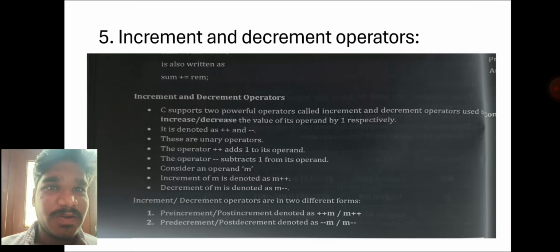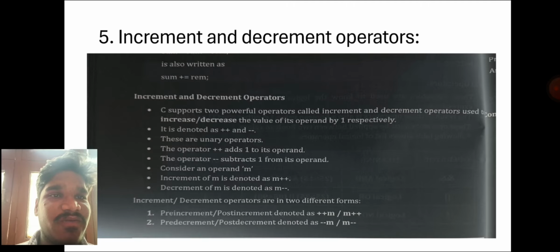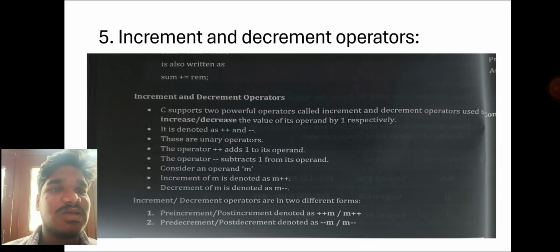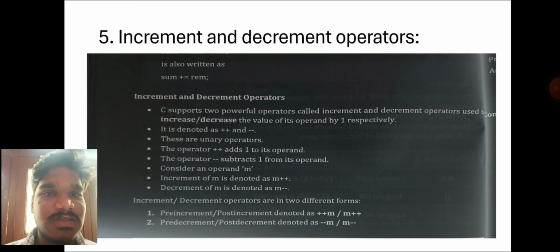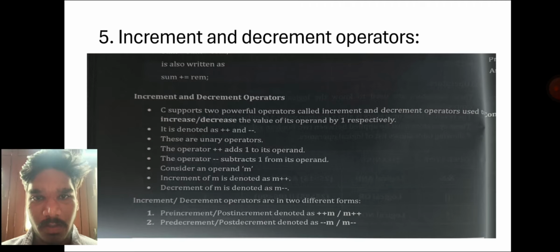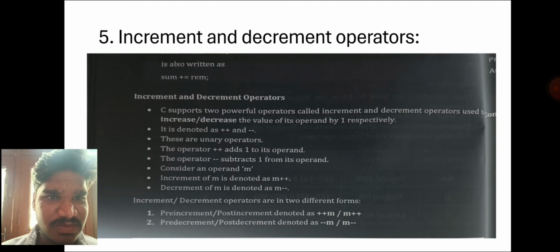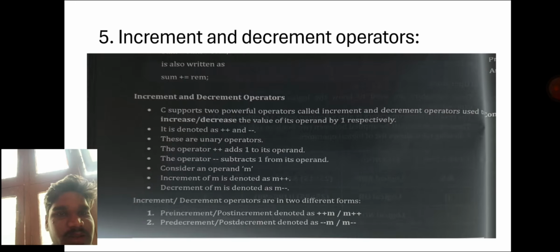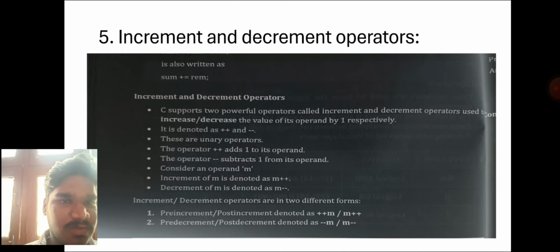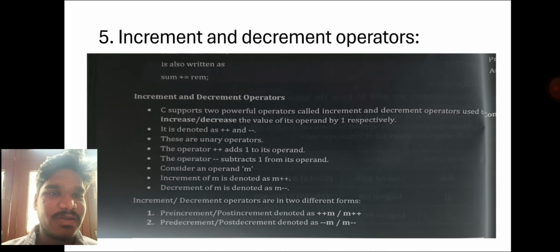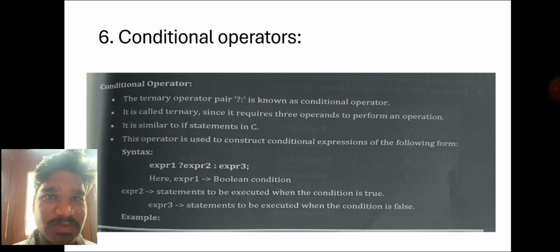Fifth one, increment and decrement operators. C supports two powerful operators called increment and decrement operators, used to increase and decrease the value of the operand by 1 respectively. They are denoted as plus plus and minus minus. These are unary operators. The operator plus plus adds 1 to its operand. The operator minus minus subtracts 1 from its operand. Consider an operand m. Increment of m is denoted by m plus plus and decrement of m is denoted by m minus minus. Increment and decrement come in two different forms: pre-increment and post-increment, denoted as plus plus m or m plus plus. Pre-decrement minus minus m and post-decrement m minus minus.